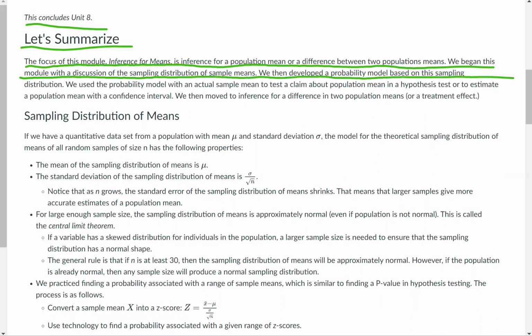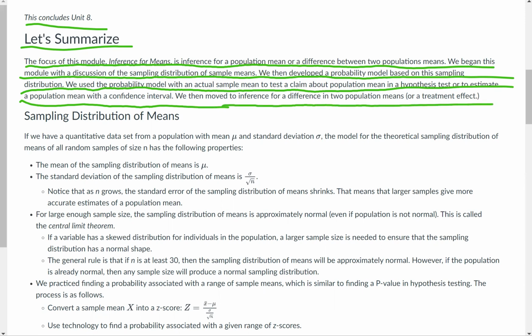We then develop a probability model based on this sampling distribution. We use the probability model with an actual sample mean to test a claim about a population mean in a hypothesis test, or to estimate a population mean with a confidence interval. We then move to inference for a difference in two population means, or a treatment effect. Now we'll talk about the sampling distribution of means.